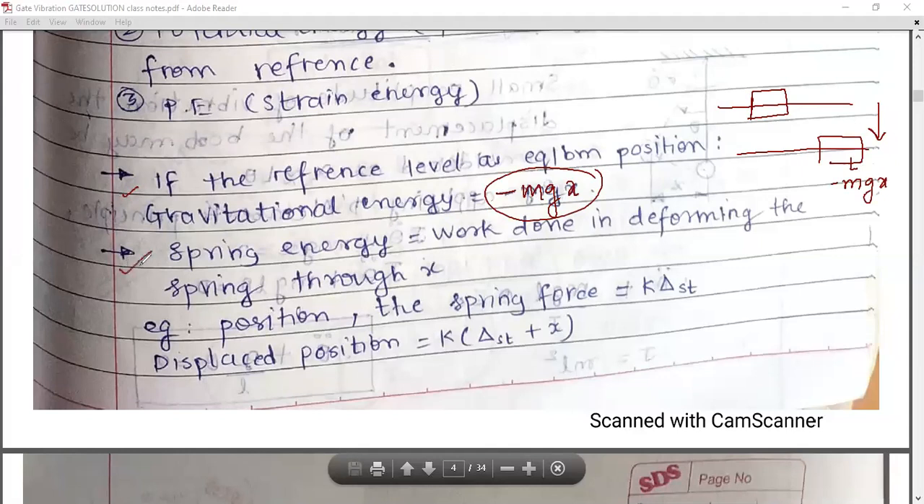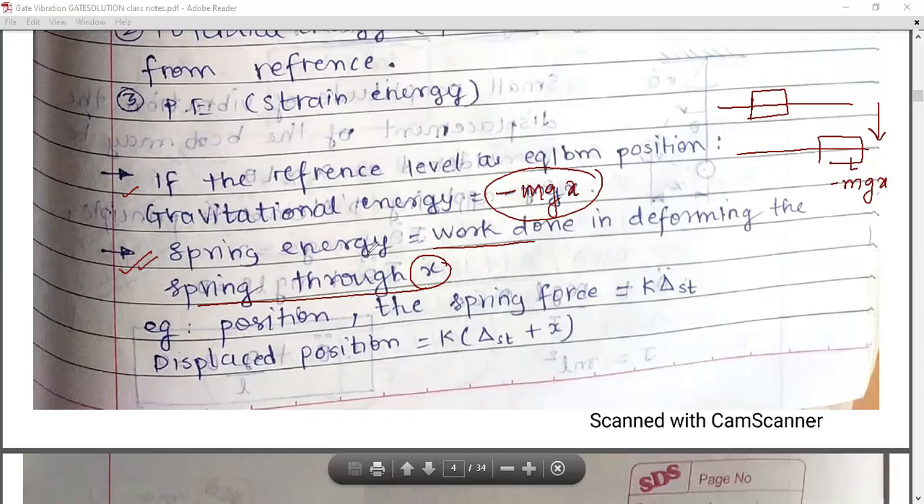Now, what is your spring energy? Spring energy, or you can say strain energy, is defined as the work done in deforming the spring through x distance, right? So if you are going to find the strain energy or spring energy, you only need to find the work done through a displacement from 0 to x, right?